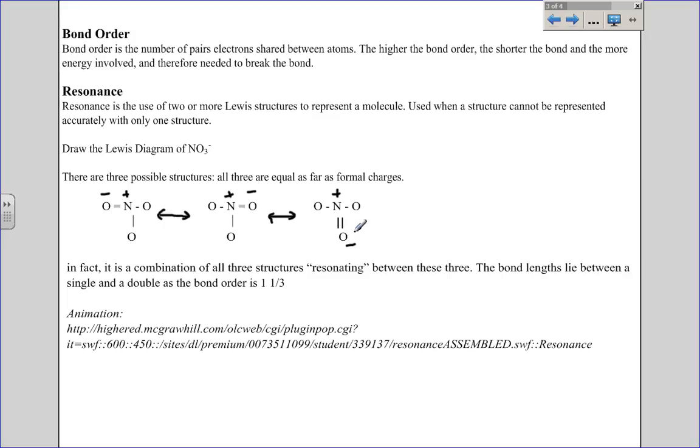And not only are they the same length, but they're a little bit shorter than a single nitrogen-oxygen bond. They're said to have a bond order of 1 1/3. So each of them is sharing one pair of electrons completely. And then this double bond resonating between all three positions is sort of being shared between all three. So each one gets 1/3 of the bond order.